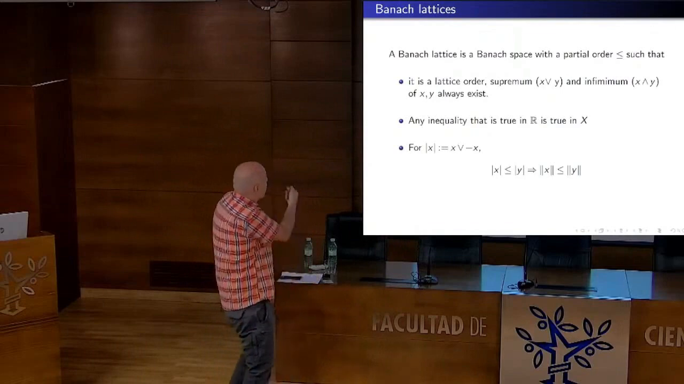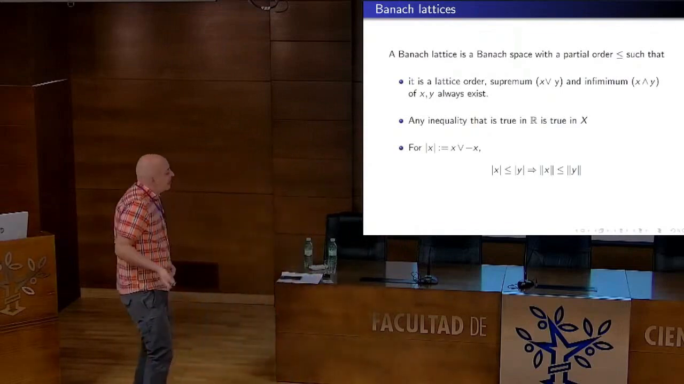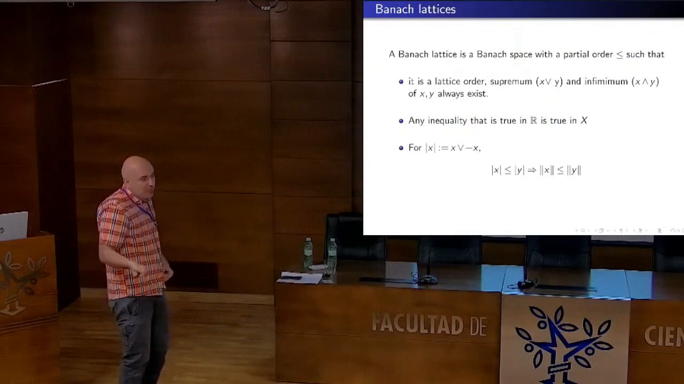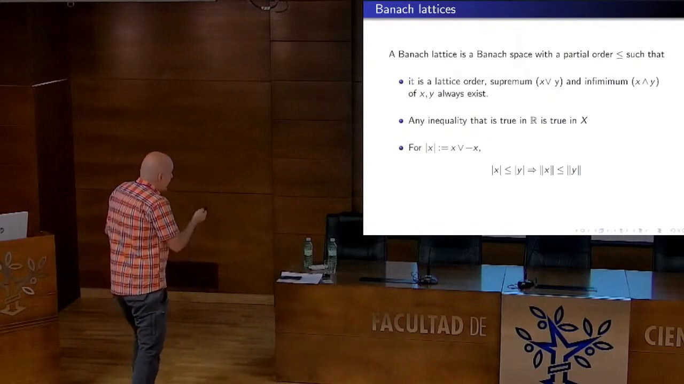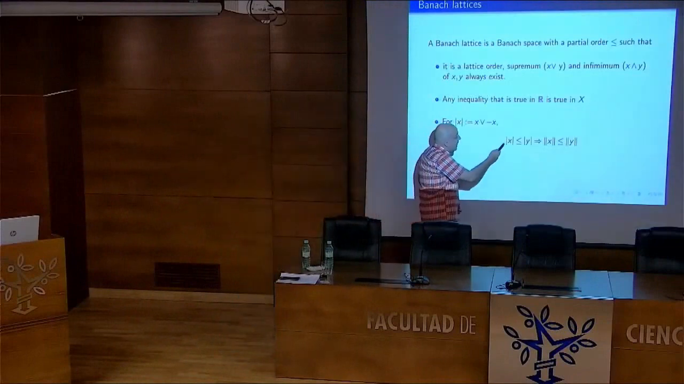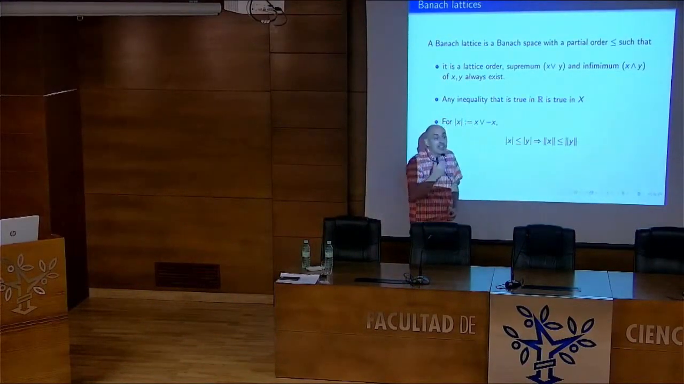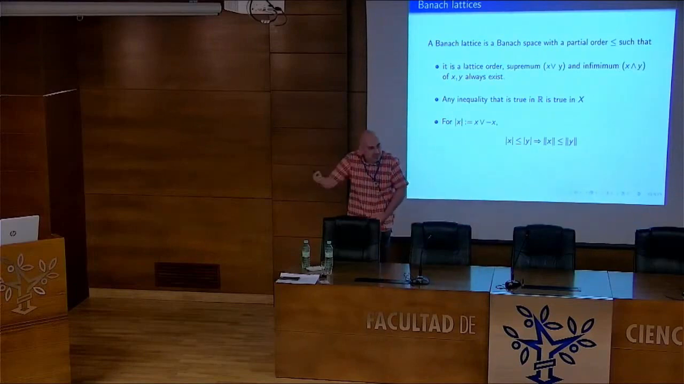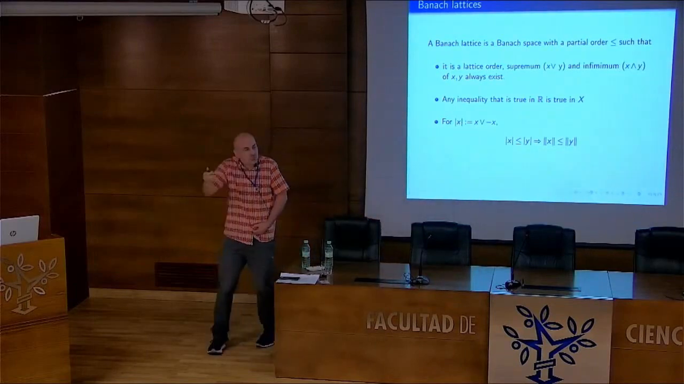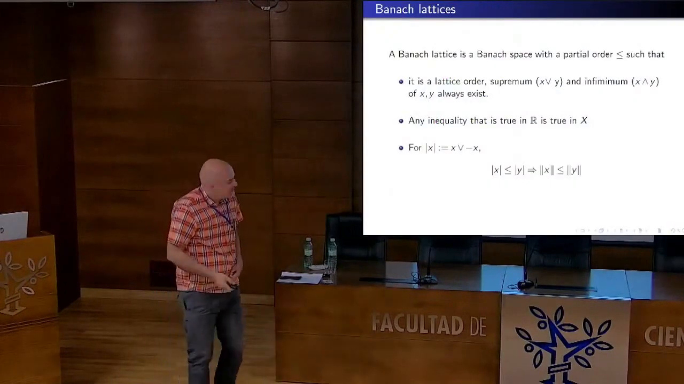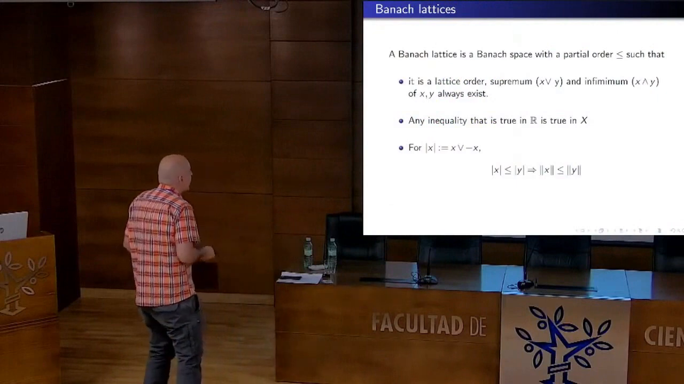And for this, I define the absolute value. What is the absolute value? The maximum between x and minus x in the real line, but here I say supremum. And the relation with the norm is that whenever the absolute value of vectors increases, the norm has to increase, which is what happens in all natural spaces of functions, C(K), Lp, or whatever. This happens. Okay.